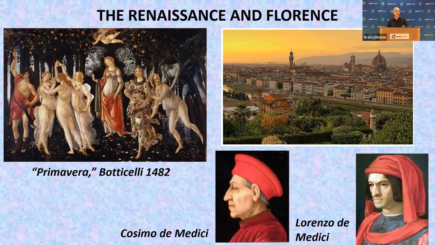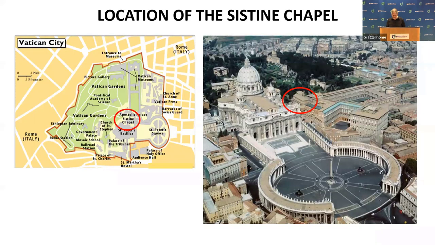So let's take a look next at the actual location of the Sistine Chapel and where it is in terms of Vatican City. On the left side is a map of Vatican City, and on the right is an actual photograph. And in the red circle is where the actual Sistine Chapel is. Vatican City is the smallest official country in the world, yet it has the world's largest church. It has one of the world's largest museums, and between 4 and 5 million people visit the Sistine Chapel every year.